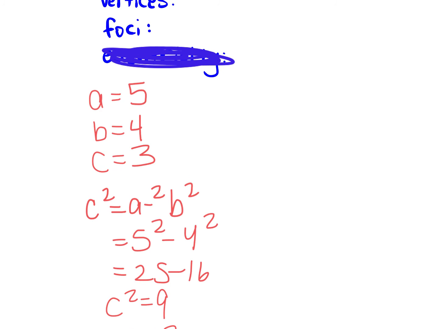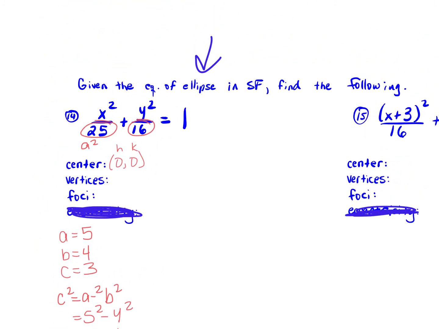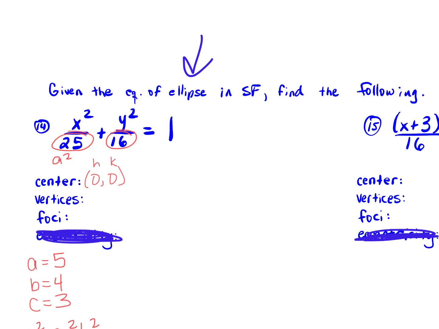And the reason that is important is because they're asking you here to find the foci and the vertices. So let's remind ourselves how to find those things. This is really important that you guys remember this. The focus, or the foci, is the way that you find that. You're going to add and subtract the C value.